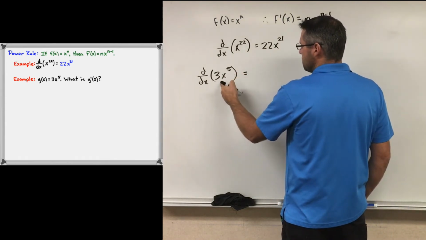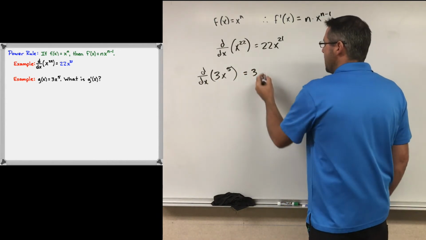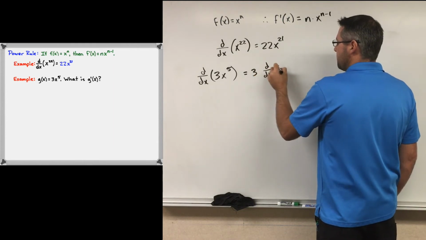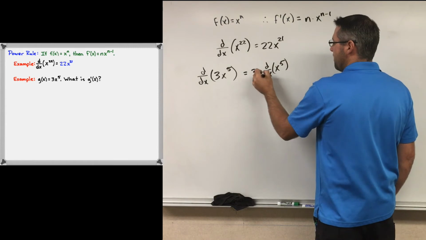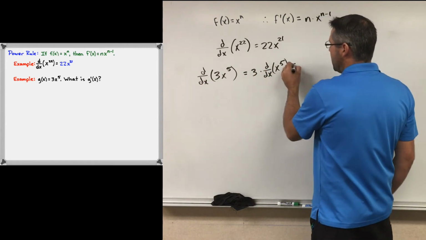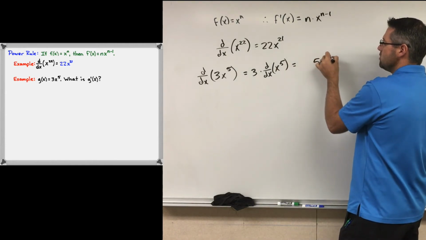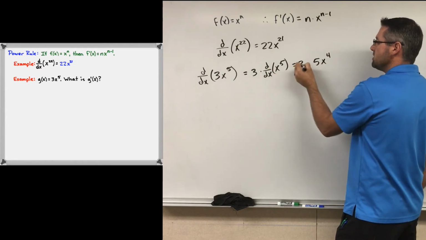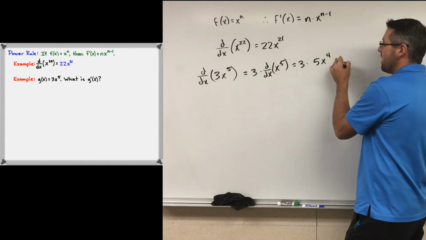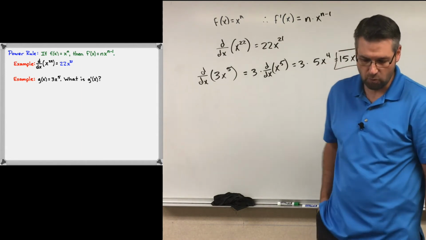Remember, what do we do with a constant multiple? We take it out. We just put it off to the side. And then we take the derivative of what's left over. So the derivative of x to the 5th, essentially. So we take the constant out, 3 times the derivative of x to the 5th. Well, we now know the derivative of x to the 5th is 5x to the 4th. And then we still have that constant out front, so it's 3 times 5x to the 4th, which simplifies to 15x to the 4th.